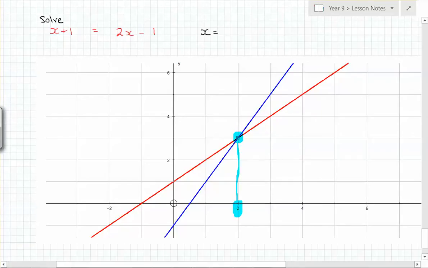There is the solution. Now the fact that y equals 3, okay, that is not actually what I'm interested in. I'm only really interested in the 2. So the answer is x equals 2. If I want to find out what y is, I can, because 2 plus 1 equals 3, and 2 times 2 minus 1 equals 4 minus 1 makes 3. So we know it's 3. All I'm really interested in is what is x. X is 2. So when I say solve, I'm asking you to find me the x.